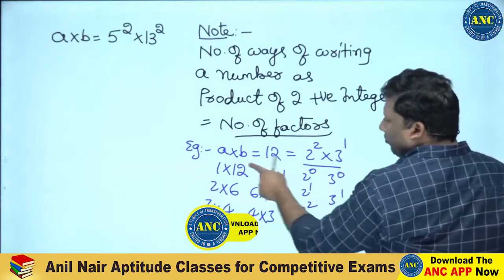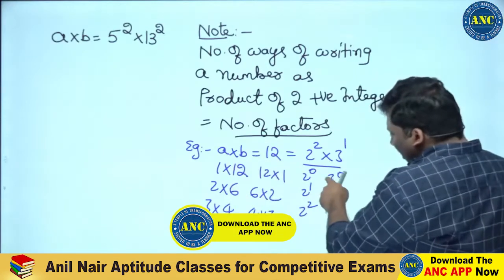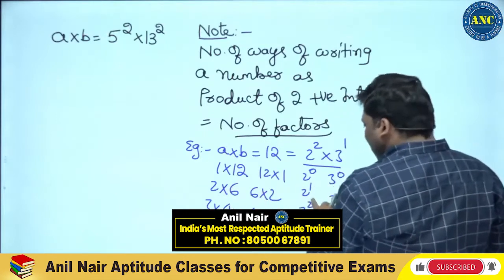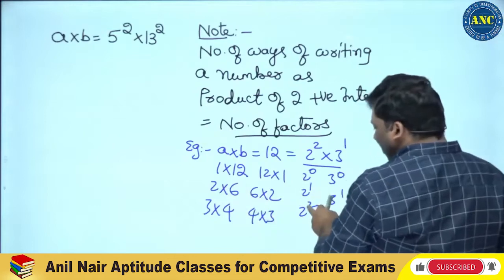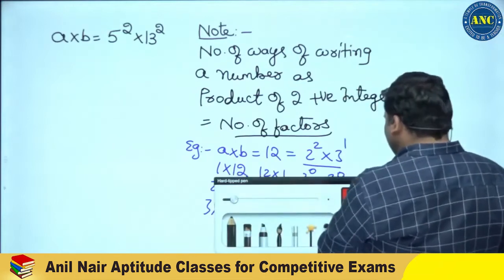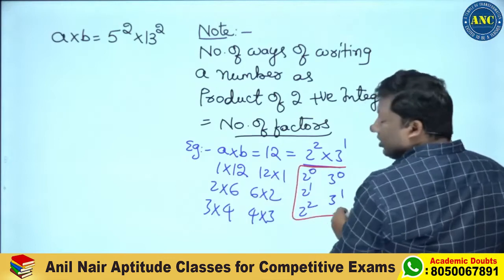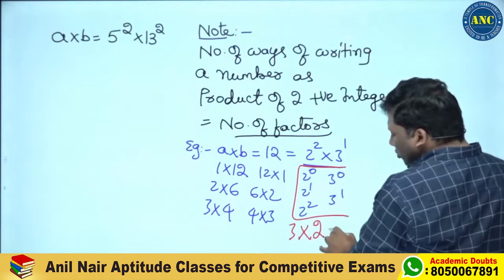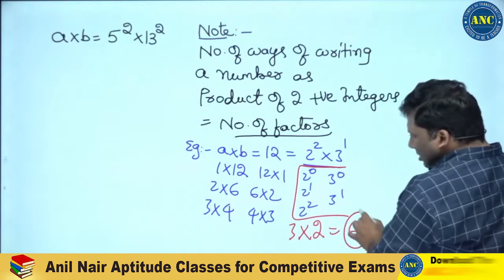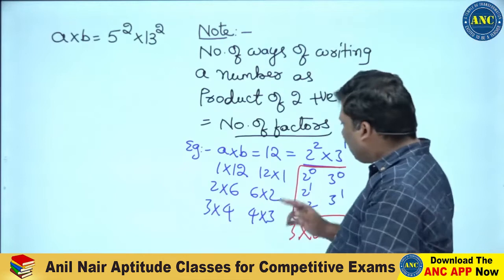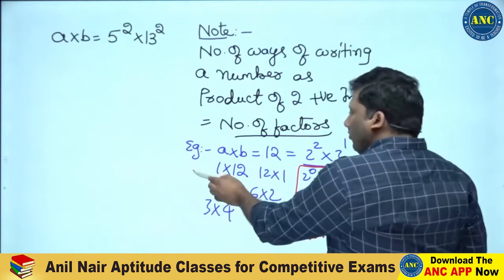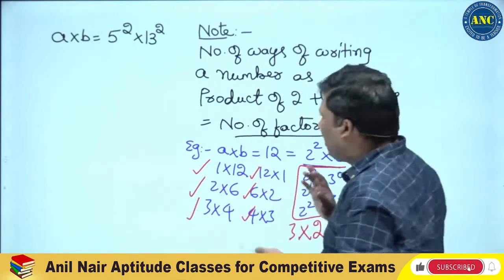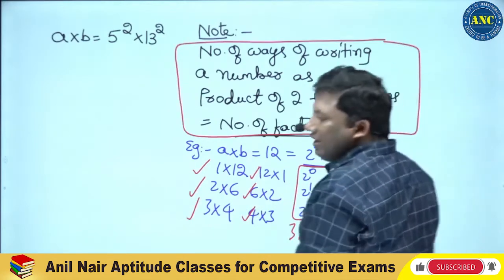1 into 1, 1 is a factor of 12. 1 into 3, 3 is a factor of 12. 2 into 1, 2 is a factor of 12. 4 into 1, 4 is a factor of 12. 4 into 3, 12 is a factor of 12. Total, how many cases did we get for 2 squared? 0 to 2, 3 cases. 0 to 1, 2 cases. 3 twos are 6. So totally, how many cases did we get? First case, second case, third case, fourth case, fifth case, sixth case. This is the number of ways of writing a number.